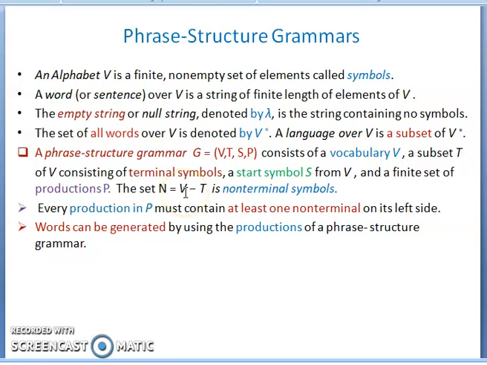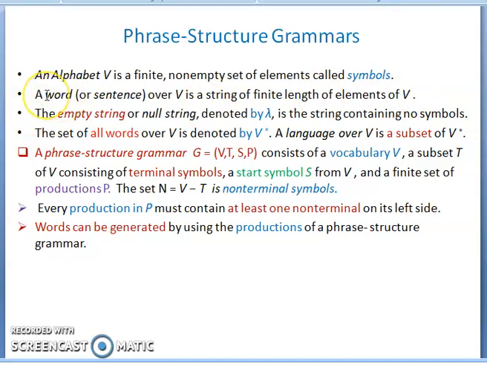Here, first we will discuss the phase structure grammar. What is a phase structure grammar? Within this, there is an alphabet. Suppose you know some language: for each and every language there is some alphabet. That alphabet is called V. V is a finite set, a non-empty set of elements called symbols. A word or sentence over this alphabet is a string of finite length of elements of V.